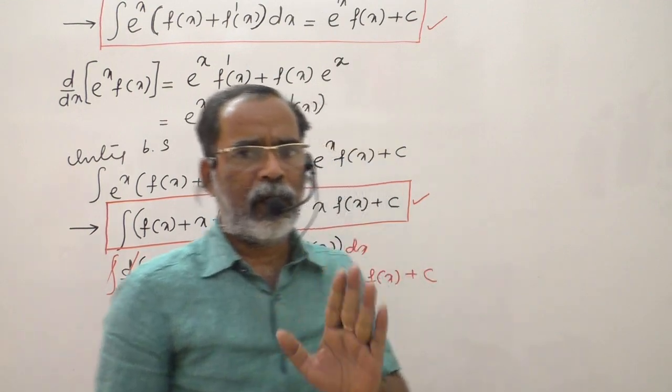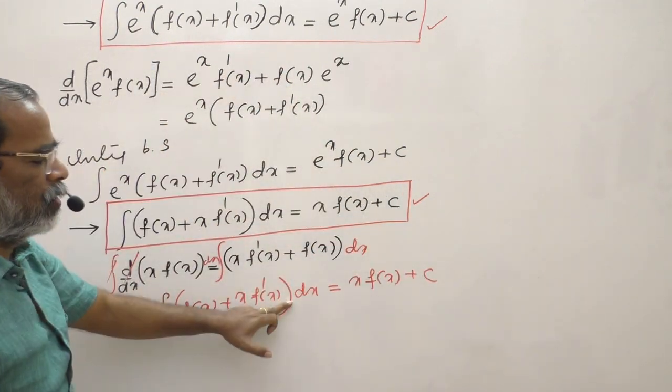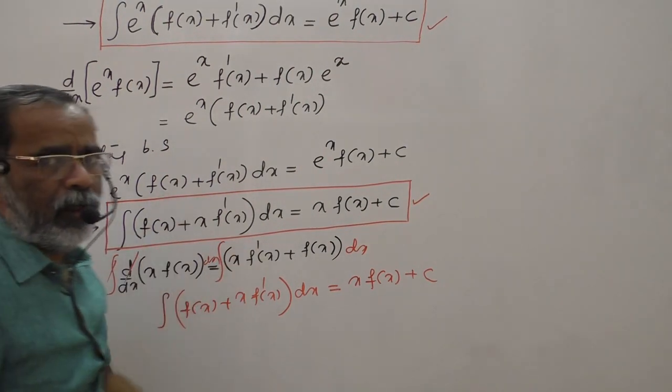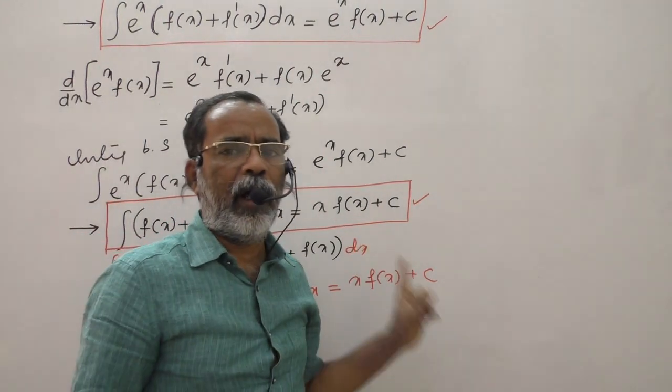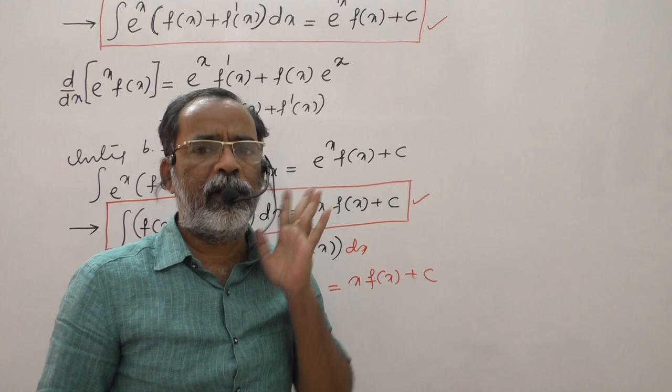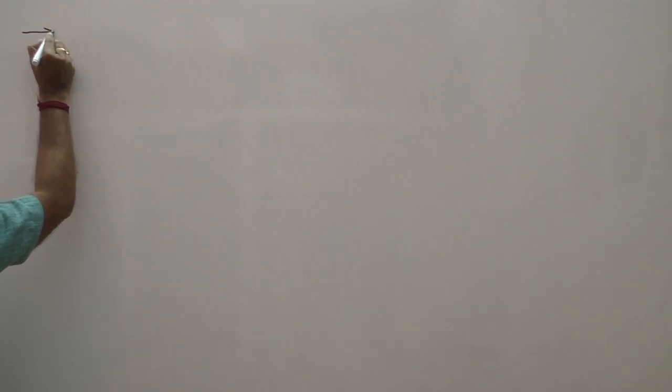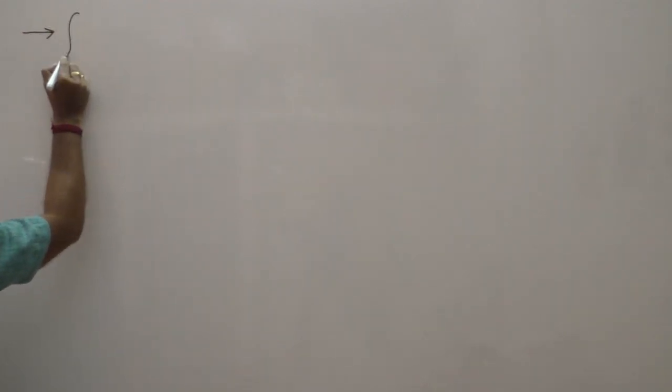Now we have seen the rule and two formulas. Both are absolutely important. You should add these two to the list. Next we will see another formula. There is one more. Listen, what is this?